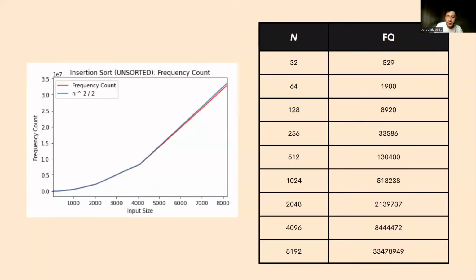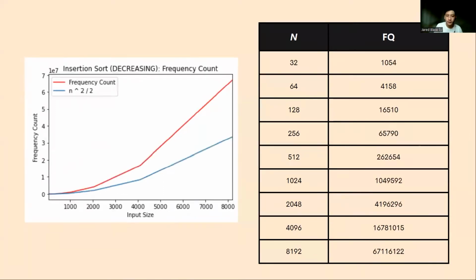We use the same basis equation as before, which is n squared over 2, and we can see that the frequency count is almost tied to it. So insertion sort does have an O of n squared complexity.